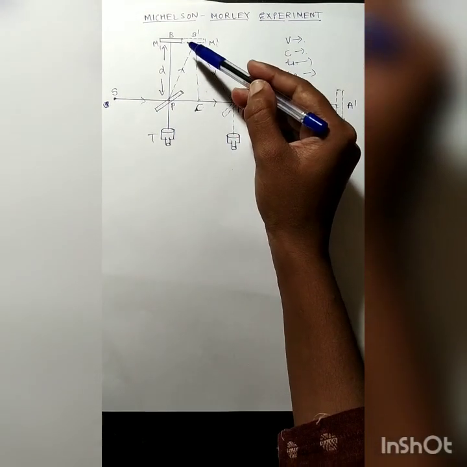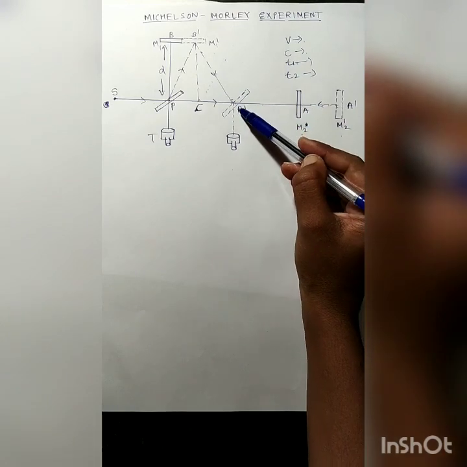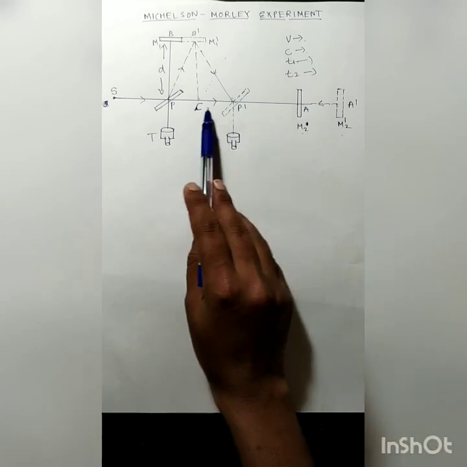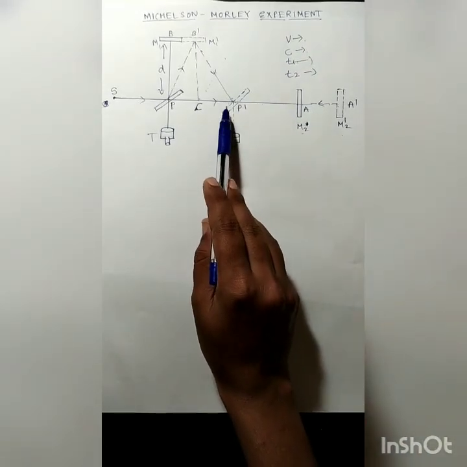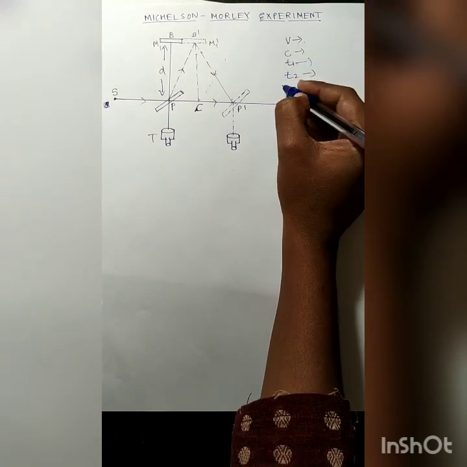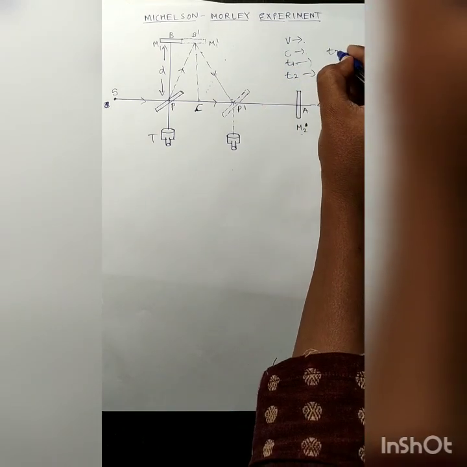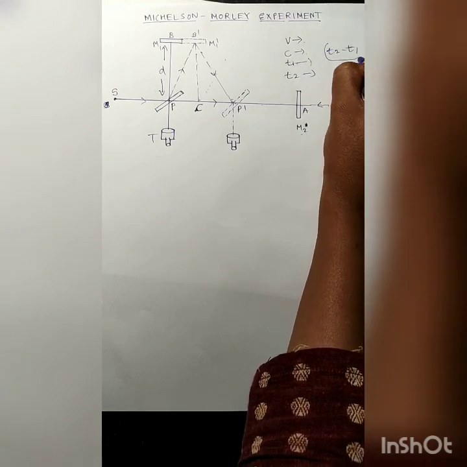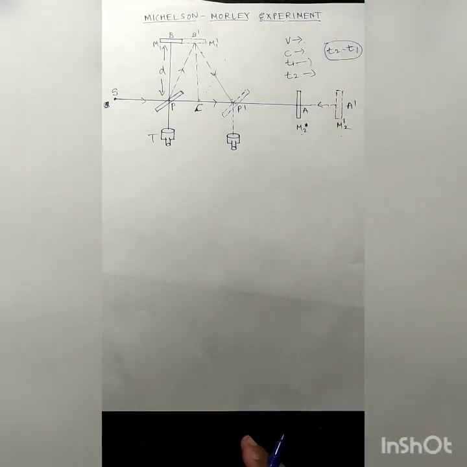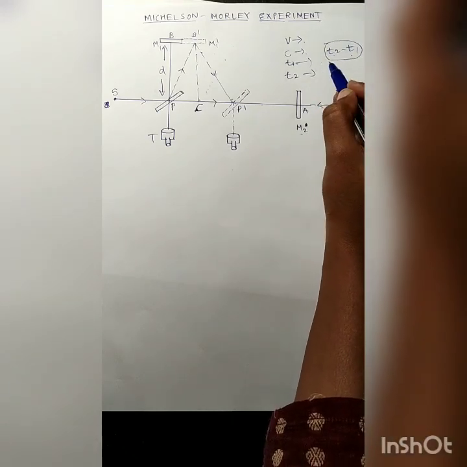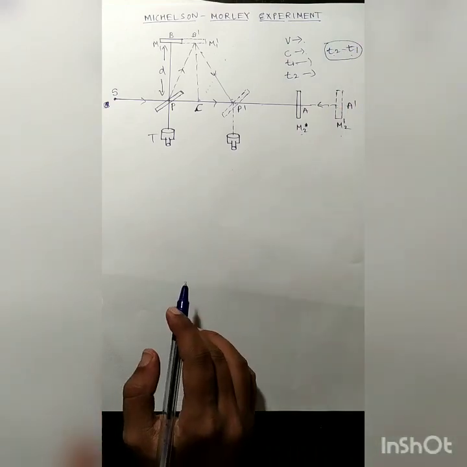T1 is the time taken by the reflected ray to come back to the semi-silvered glass plate, and T2 is the time taken by the transmitted ray to come back to the same semi-silvered glass plate. So now we should find the difference of these two times, nothing but T2 minus T1. So we are going to calculate the T2 and T1 values. First I will calculate T1, then we will calculate T2, then we can easily get the subtraction of those two.